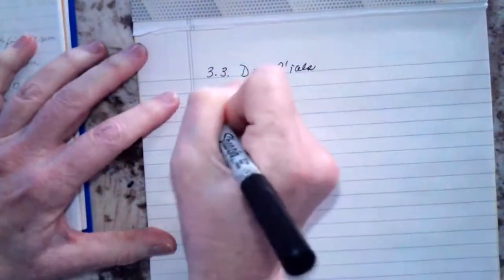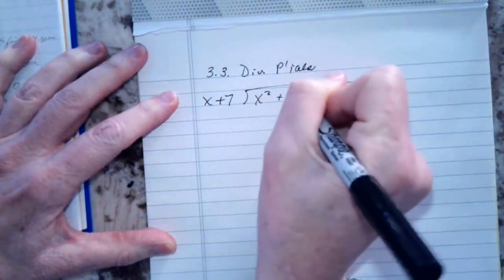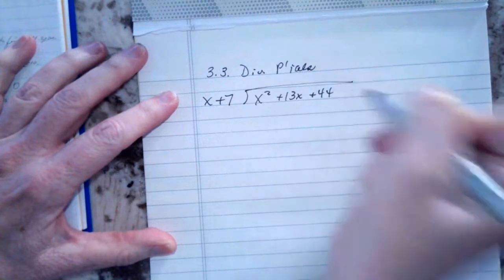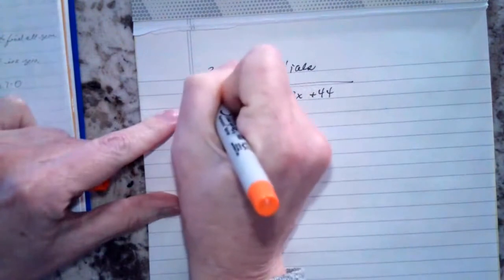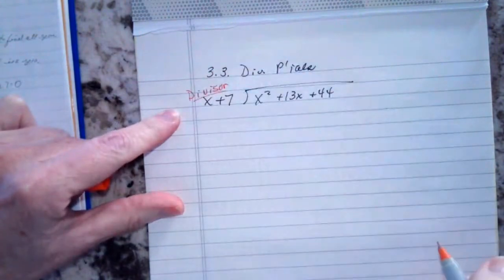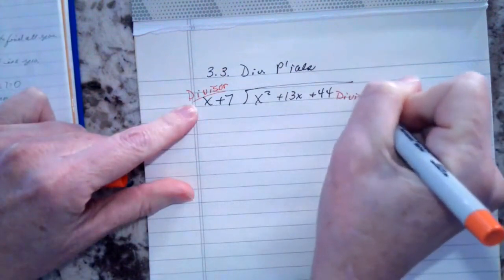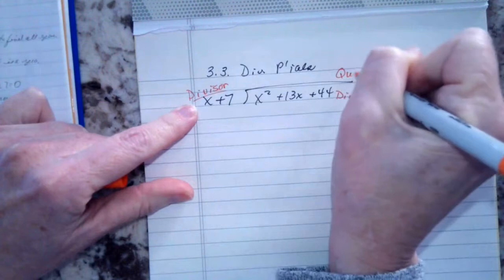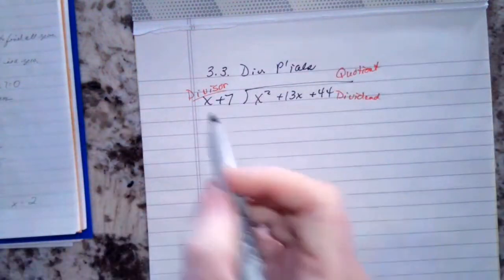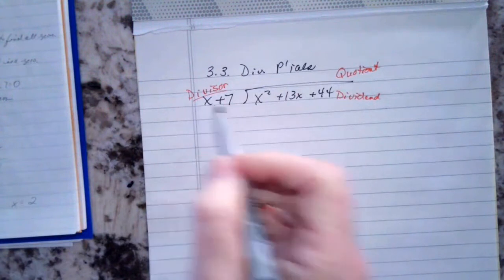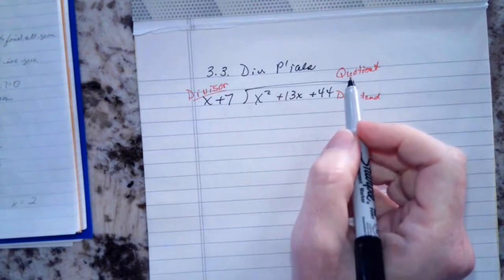Let me build you one. We've got an x plus 7 going into x squared plus 13x plus 44. This is called the divisor, and oh my gosh, there's a killer problem where you're going to need to know each of these pieces. That's the divisor. This is the dividend, and what we get up here is the quotient. The answer in a division problem is the quotient. So what goes in is the divisor. What you're going into is the dividend, and the answer is the quotient.